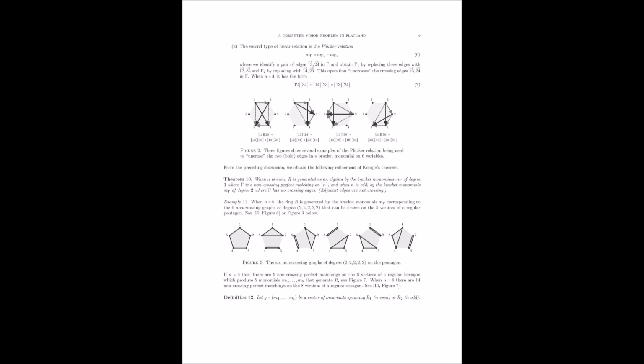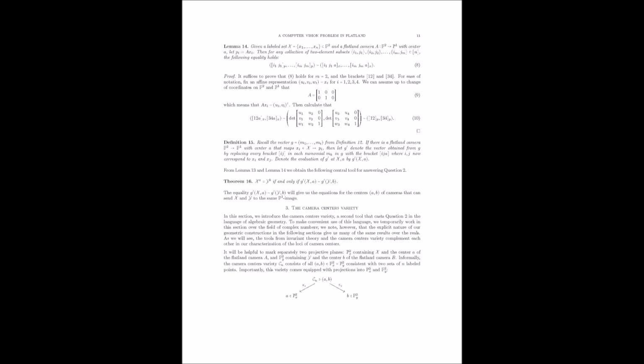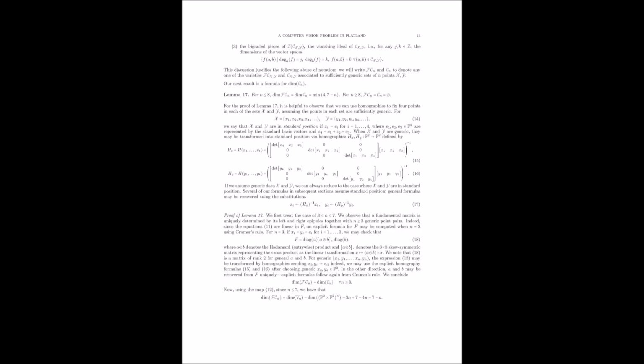Now, to have those two sets of points X and Y project to the same image on the line, Theorem 16 tells us that the vectors GXA and GYB must be projectively equivalent. Okay, let's break that down. What are GXA and GYB, and what does it mean for them to be projectively equivalent? So GXA and GYB are transformations of our initial invariant vector G.